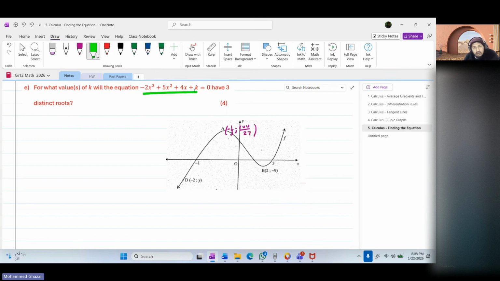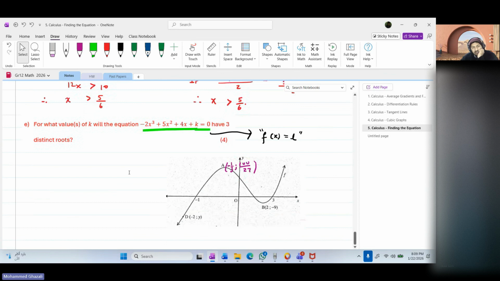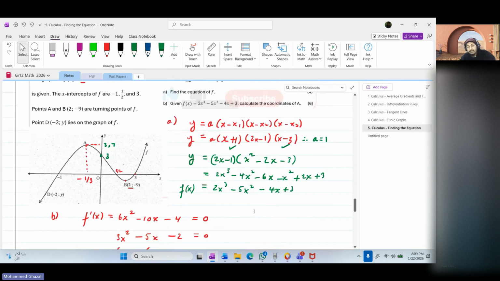But now look at this. This function is not f of x equals k. Look at this equation. I need to put this equation in the form f of x is equal to, can't use k now, f of x is equal to L, and solve for L accordingly. So we have a problem because I need to rewrite this function and match it up with the original function. What was the original function? The original function was this.